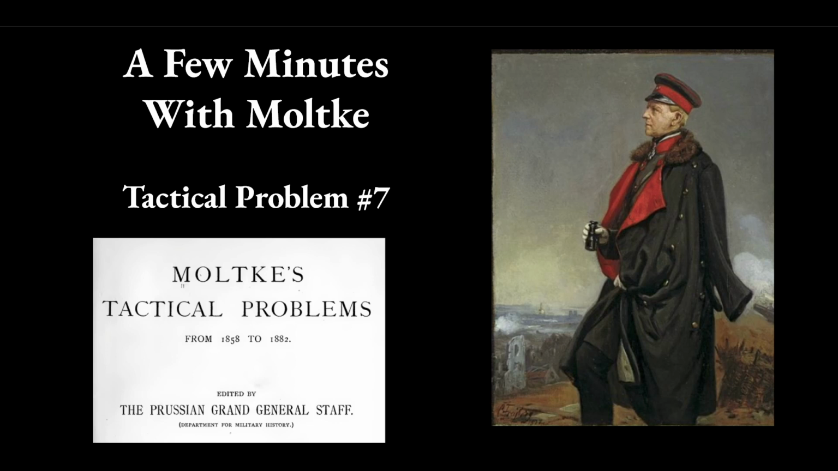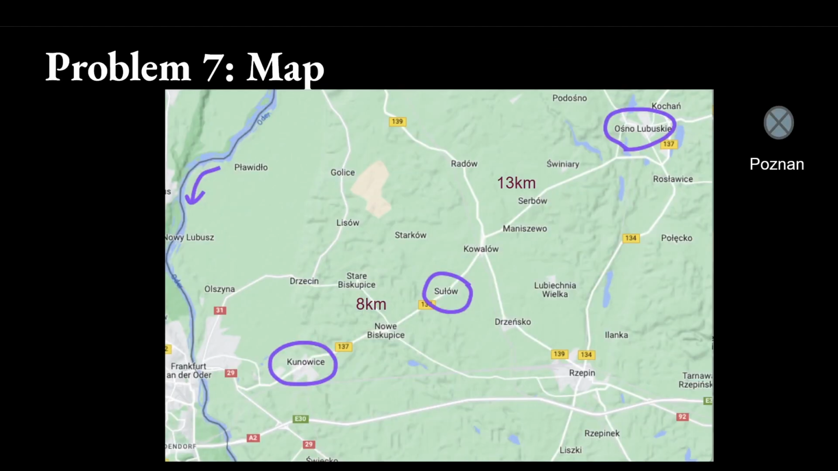Today is tactical problem number 7 from Moltke's Tactical Problems, which were 66 problems presented to officer students between 1858 and 1882. Let me orient you to the map.